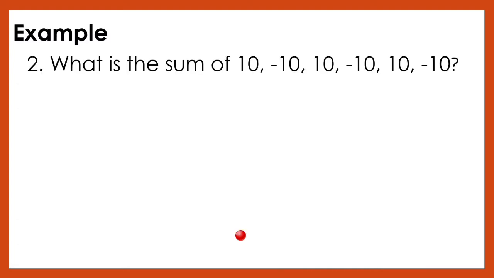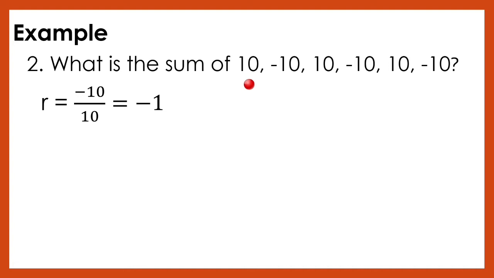Let us have the second example. What is the sum of 10, negative 10, 10, negative 10, 10, negative 10? Ang una nating step is to find the common ratio. The common ratio is negative 10 over 10, or that is equal to negative 1. Since ang common ratio natin is negative 1, identify natin kung yung number of terms is even or odd.